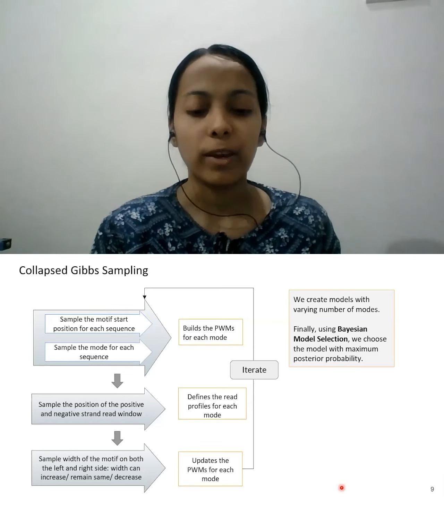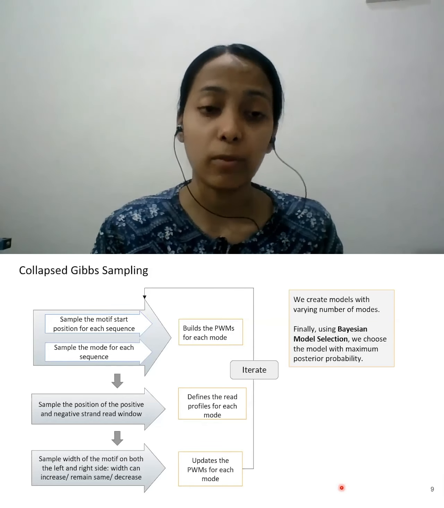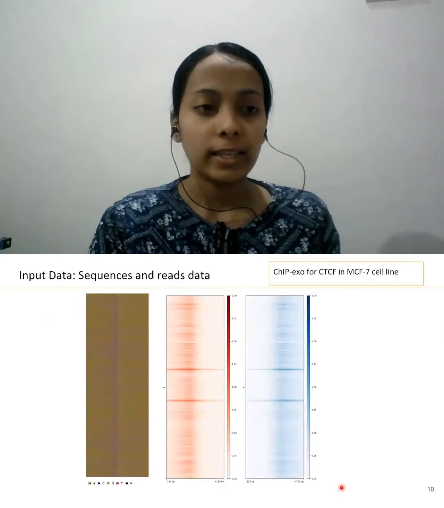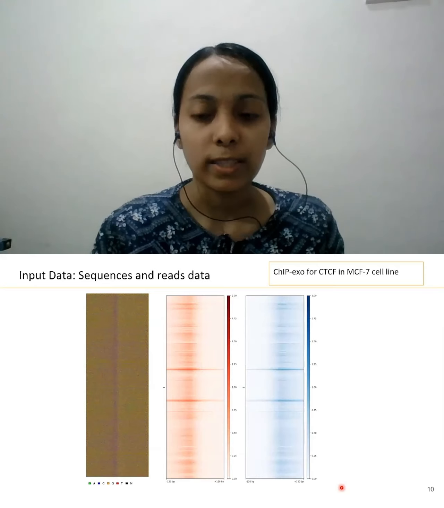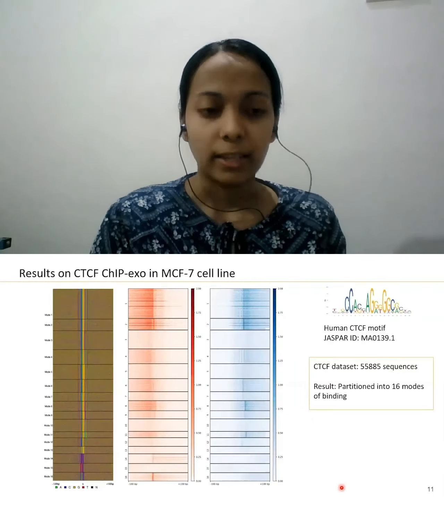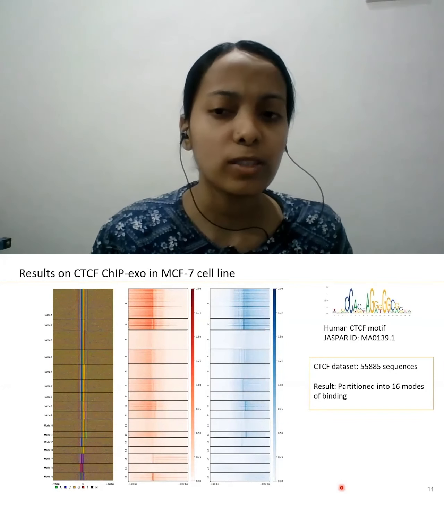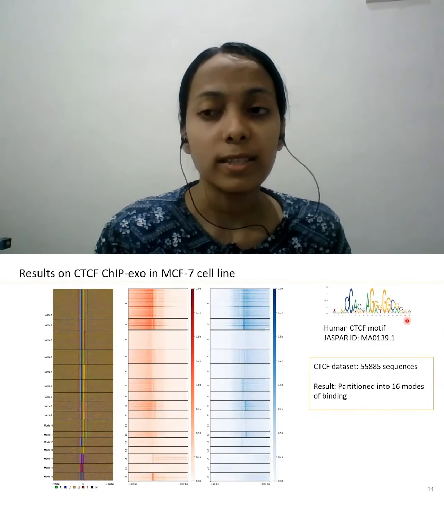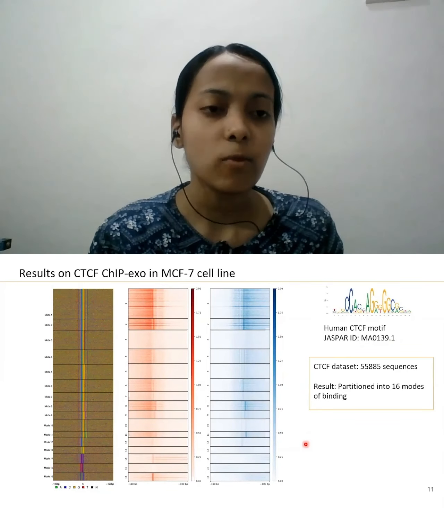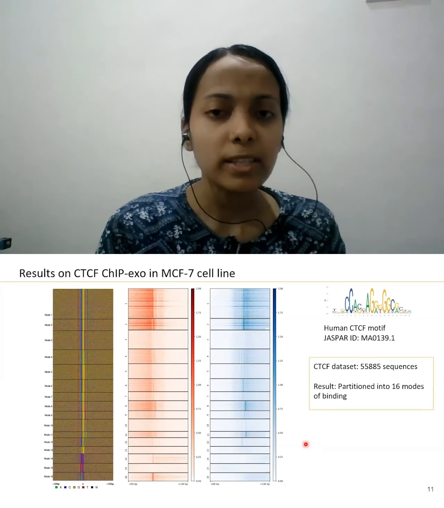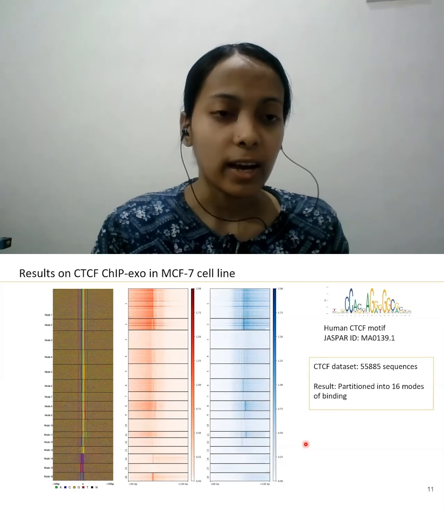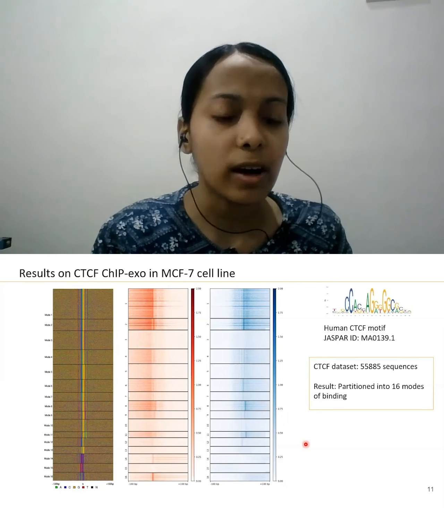We create models with varying number of modes, and then using Bayesian model selection, we choose the model with the maximum posterior probability. This is the input, which is basically ChIP-exo for CTCF in the MCF7 cell line. So ExoDiversity was run on this, and it divided the whole data set into 16 modes of binding. This is the canonical CTCF motif in human. Now we see that these modes are somewhat similar in the motif signal, but they differ in the read distributions. So we wanted to investigate whether they are functional differences or they are just mere artifacts.